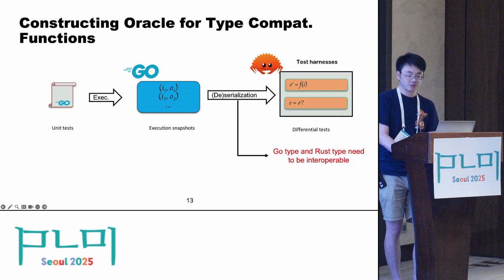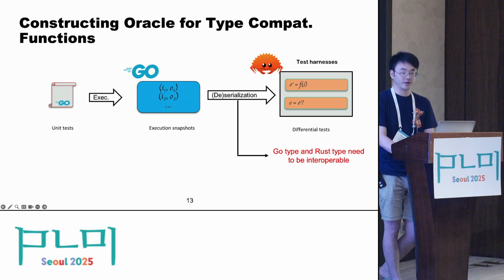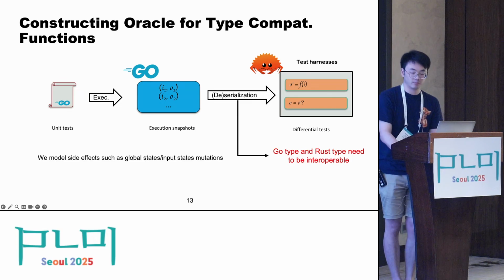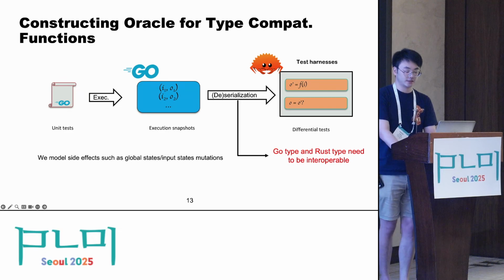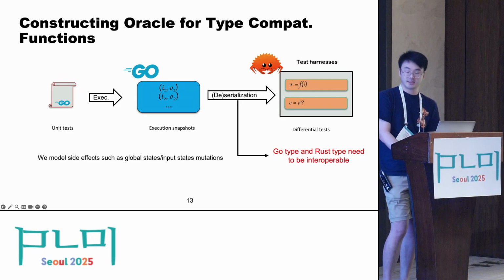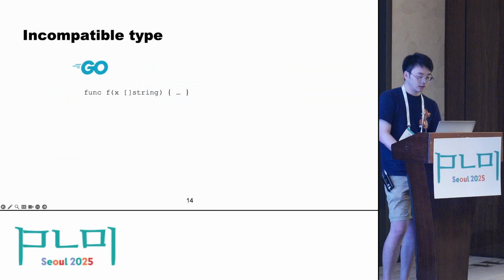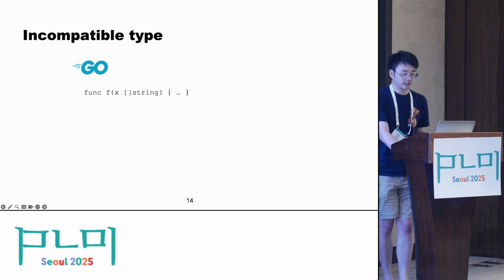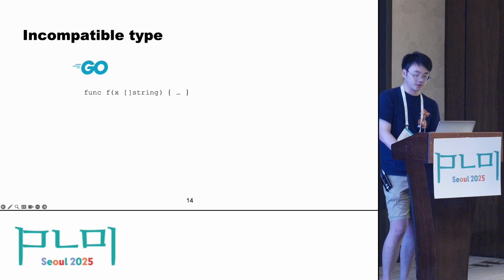Note that these steps require that the input-output types from both sides be compatible or interoperable. Additionally, we model side effects such as global states and input state mutations, which are omitted in the above diagram. In our experiments, we noticed that sometimes LLMs generate translations with incompatible types, which lead to incompatible function signatures, causing the equivalence checking oracle to crash.